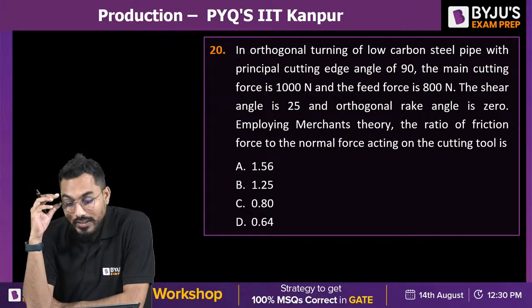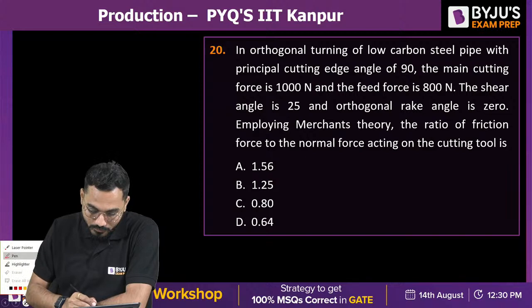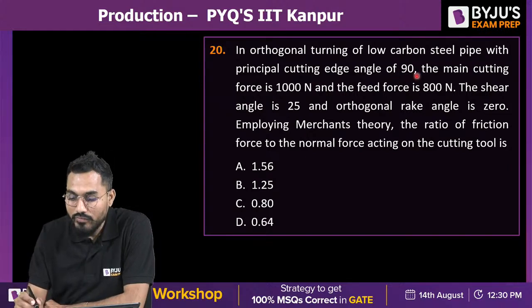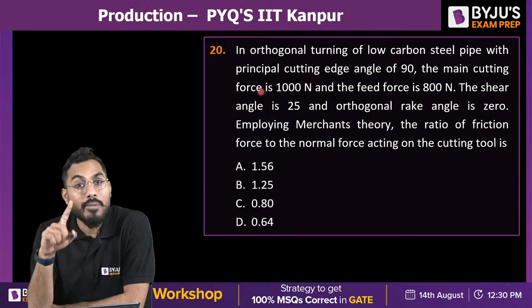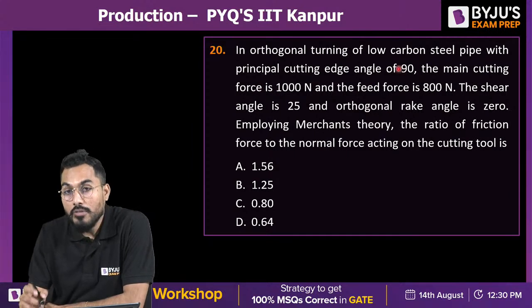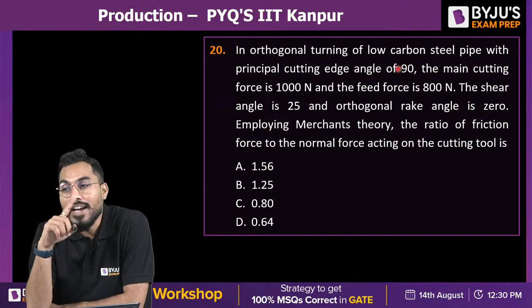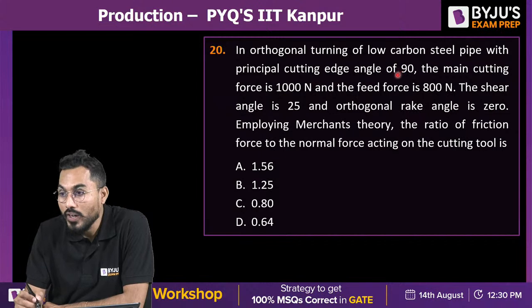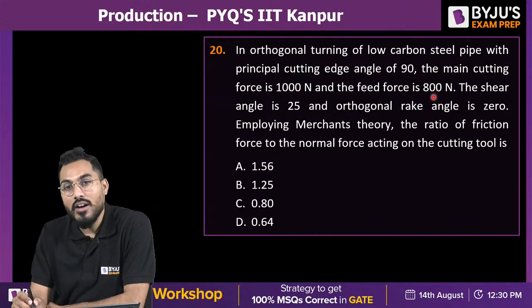In orthogonal turning of a low carbon steel pipe with a principal cutting edge angle of 90, now you tell me what is the principal cutting edge angle? It is the approach angle, lambda. It is 90. If the principal cutting edge angle lambda is 90, then the side cutting edge angle is exactly equal to 0. The main cutting force is 1000 Newton and the feed force is 800 Newton.